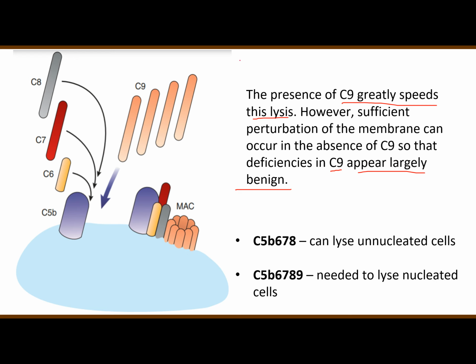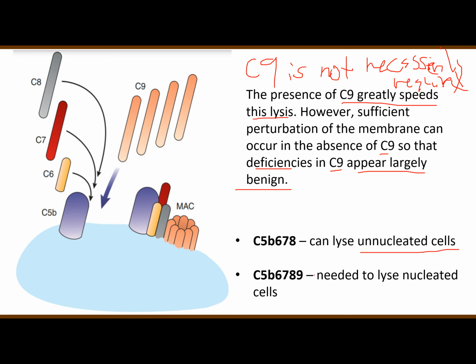Now, to simplify this class, C9 would enhance the speed of lysis, but technically, C9 is not necessarily required. That is why if the person has C9 deficiencies, it would appear as a benign class. Now, C5b678 can lyse unnucleated cells, while you would require C9 to lyse nucleated cells. So please take note of that. So that's your MAC.